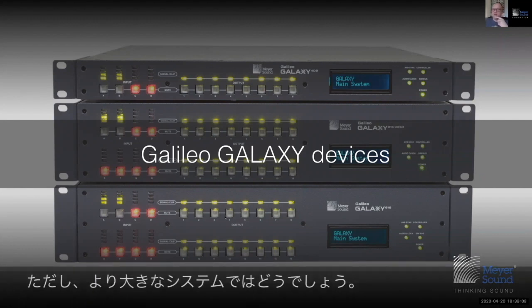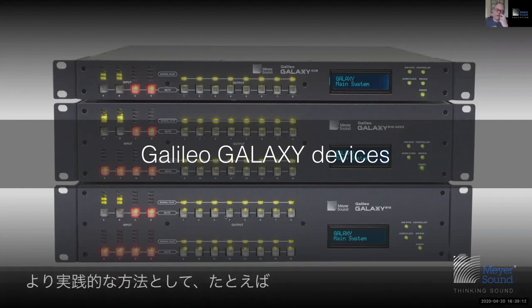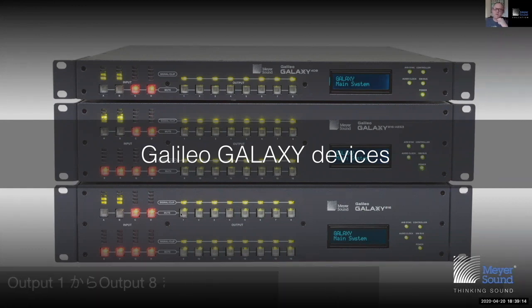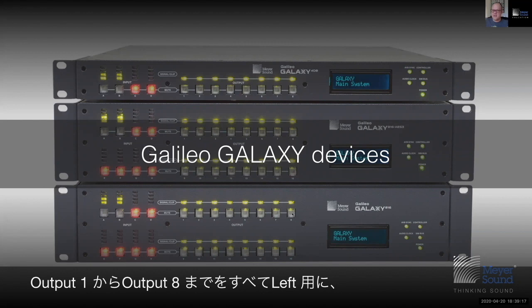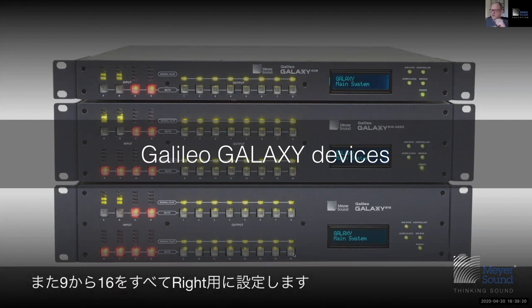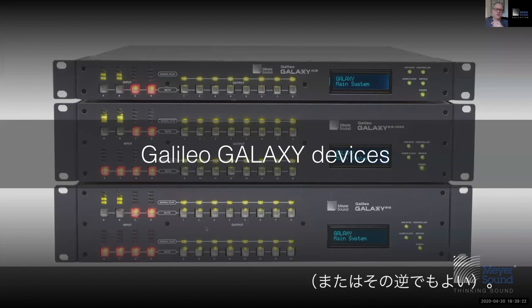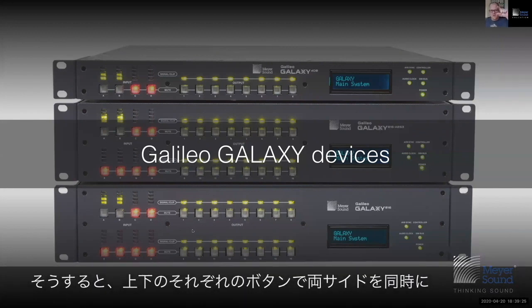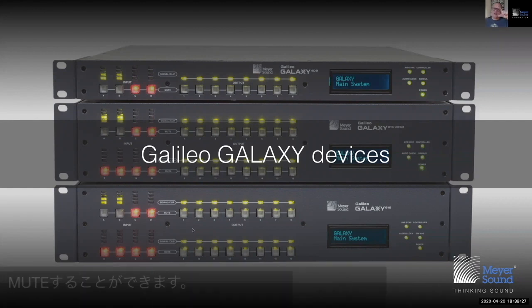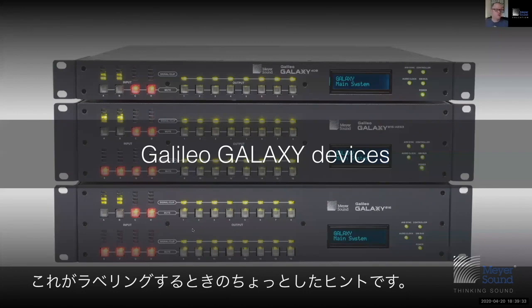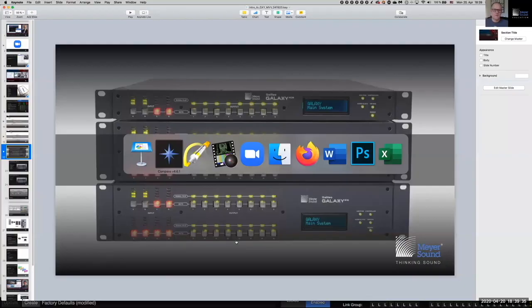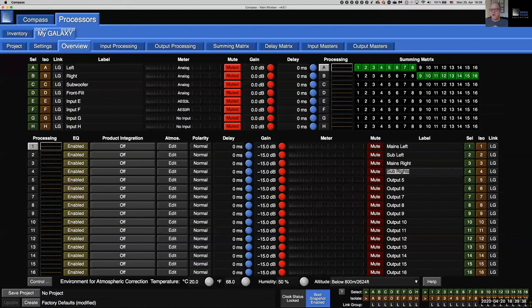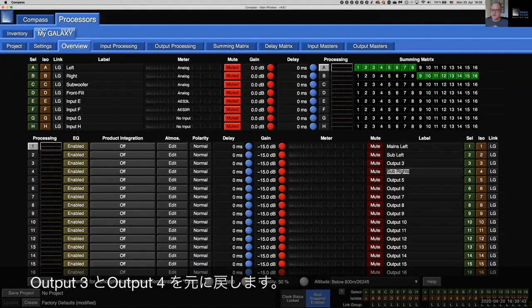But if your system becomes larger, there is a very compelling reason to make outputs 1 through 8, for example, everything that's left, and outputs 9 through 16, everything that is right, or vice versa, so that you can always press the buttons that live above each other and mute both sides at once. So that's a little tip for you to label those outputs and connect those outputs the way you see fit. So I'm going to make this output 3 once more, and I'm going to make this output 4 once more.